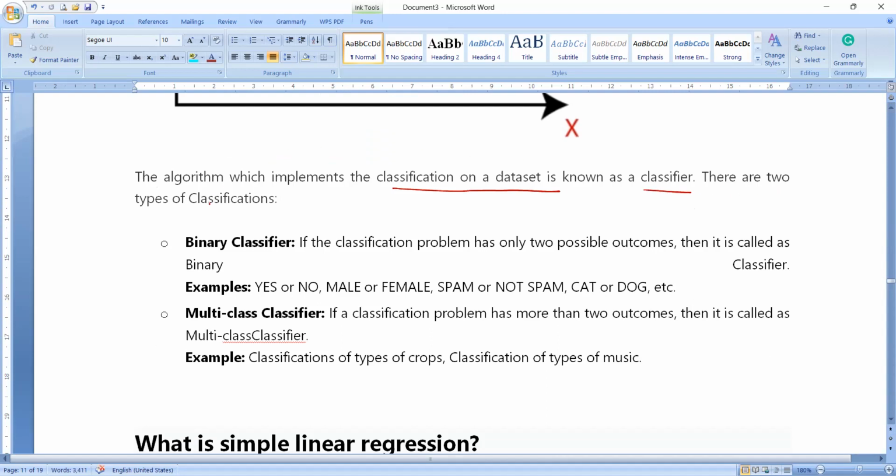There are two types of classification. One is binary classification. If the classification problem has only two possible outcomes, then it is called a binary classifier, like yes or no, male or female, spam or not spam, cat or dog, fruit or animal. Whereas if a classification problem has more than two outcomes, then it is called a multi-class classifier. Classification of types of crops, classification of types of music, etc. come under multi-class classifiers. So this is all about classification problems.